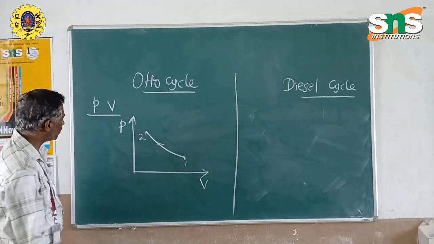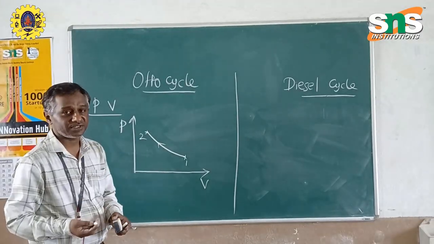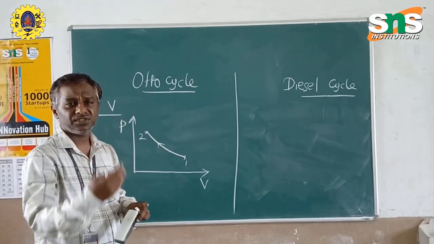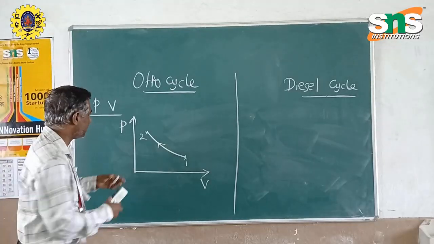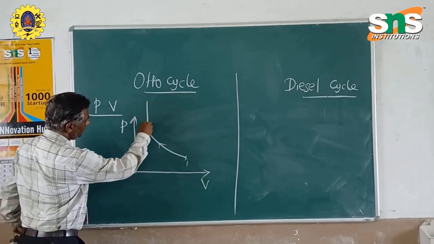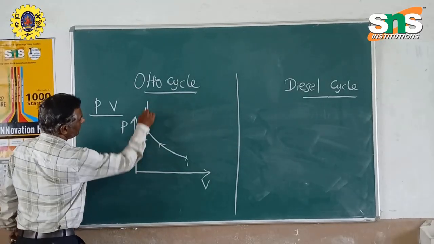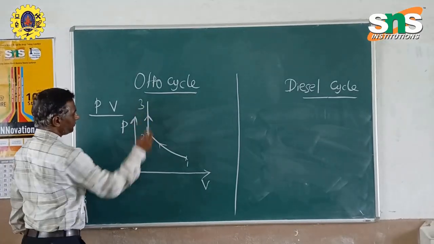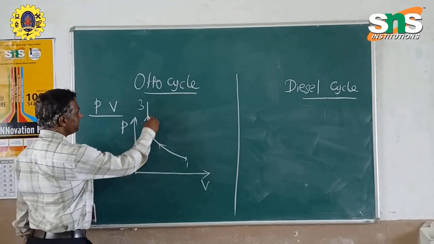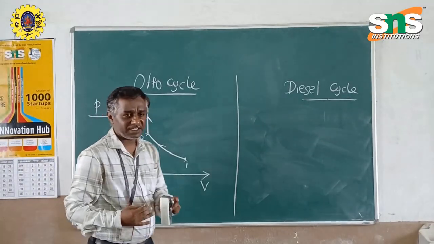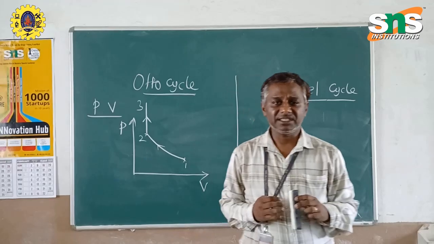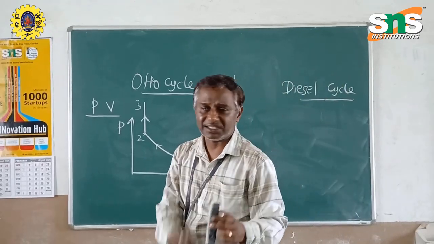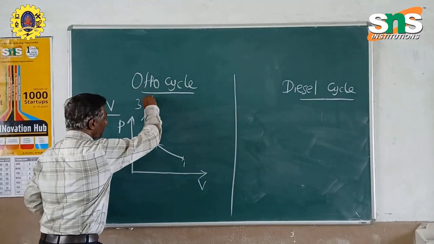Then the 2 to 3 process is the constant volume heat addition process. During heat addition, what happens? Heat is added, the temperature gets increased so the pressure will rise. Here the volume is maintained constant, so it is a vertical line. So this is 2 to 3. In 3 to 4, it is adiabatic expansion. The volume gets increased, and the pressure gets decreased, so it goes down.